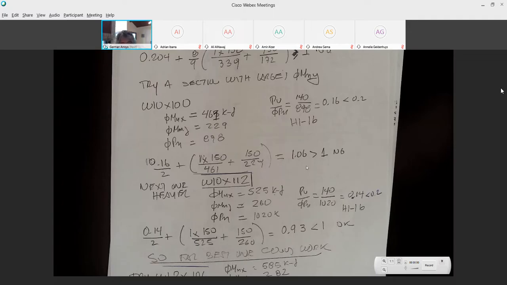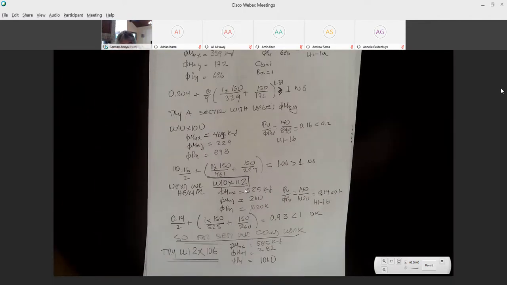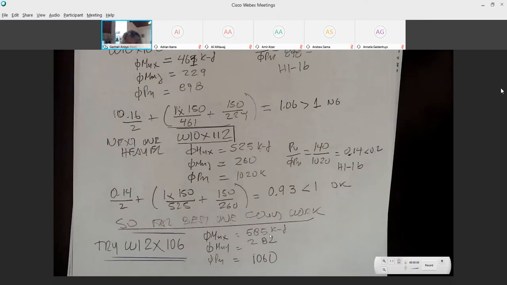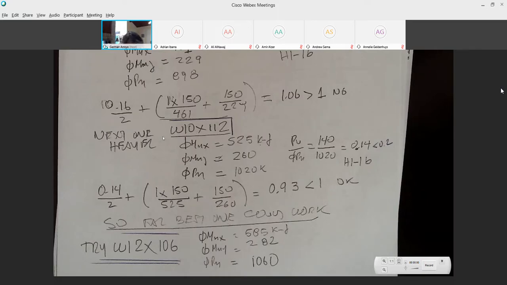So it has to be a little bit heavier. So I try W10 by 112. These come from table 6. It becomes so easy that we have to be careful. Phi Mnx, design strength about the x-axis; phi Mny, about the weak axis; and phi Pn as a column.